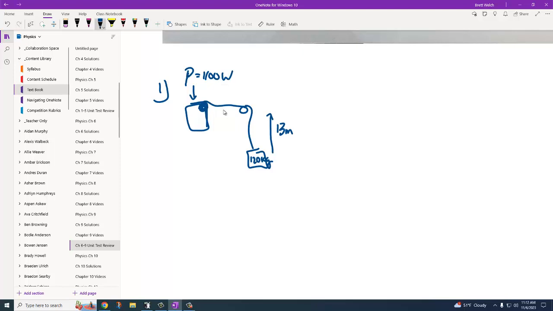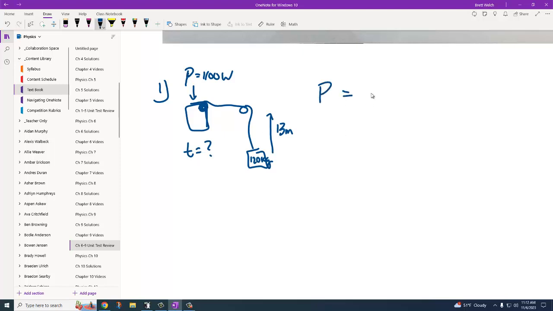And the question we want to know is how long is it going to take for it to lift this crate? Because the longer it takes, the longer it's going to take to load the ship. So I need to make sure that my motor is rated at a high enough power rating to be able to do this efficiently.